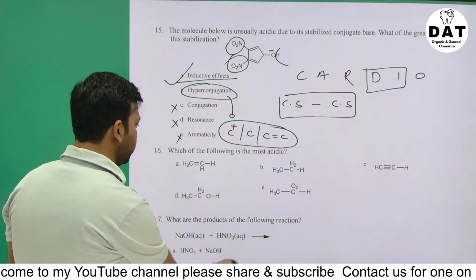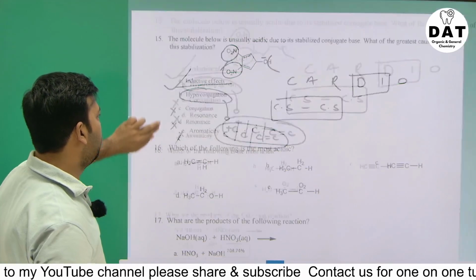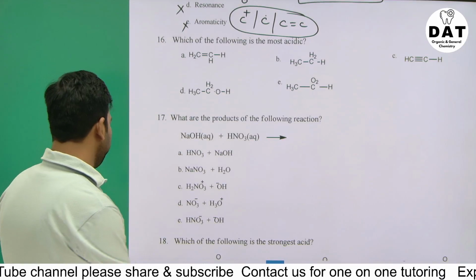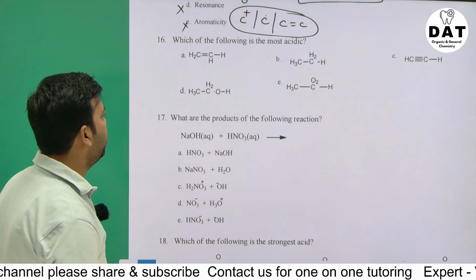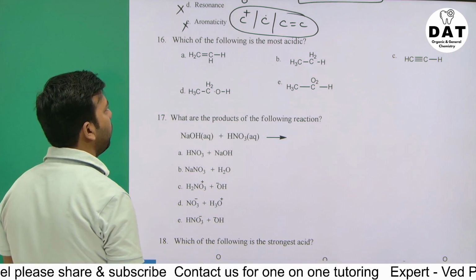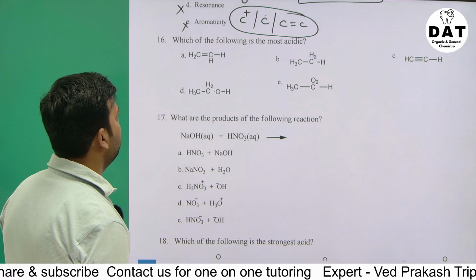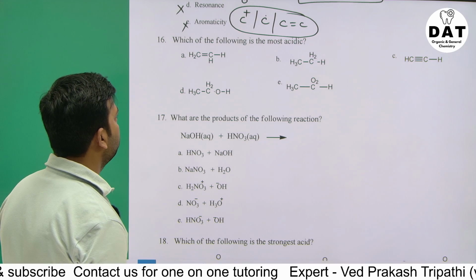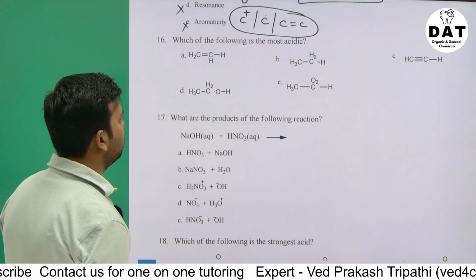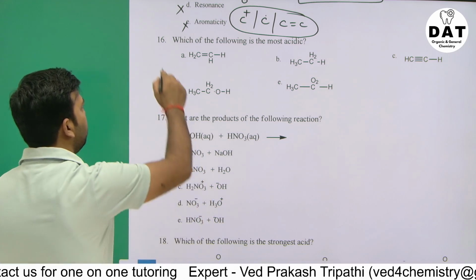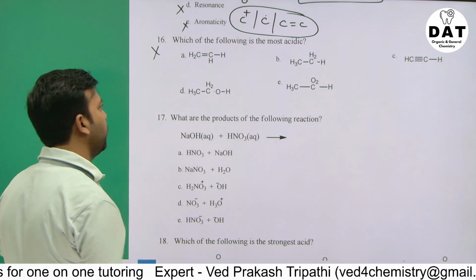Now move to the next. Which of the following is the most acidic? So I think there is some misprinting here. CH2 double bond CH2, CH3, CH2. Leave the question number 16. There is some misprinting. Okay.